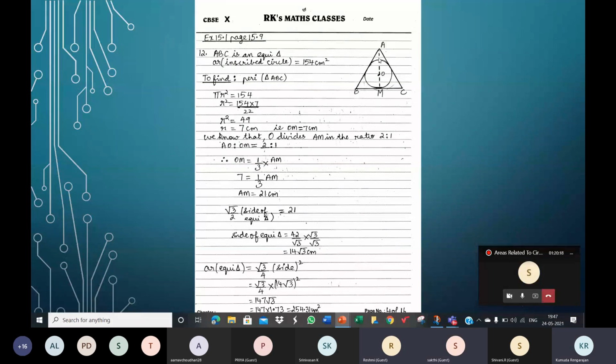Yes, ma'am. Now visualize them as medians. AM is the median, BN median, CP median. In every triangle, the medians are also concurrent. The medians also will go through the same point. All three of them will meet at a point, and that point is called the centroid.